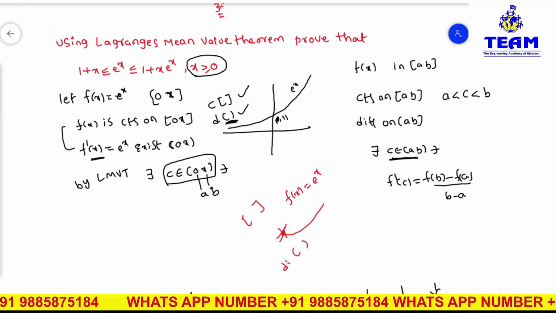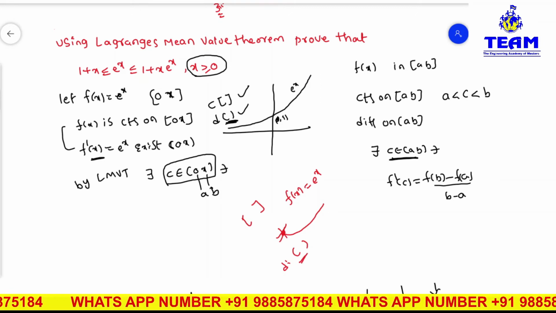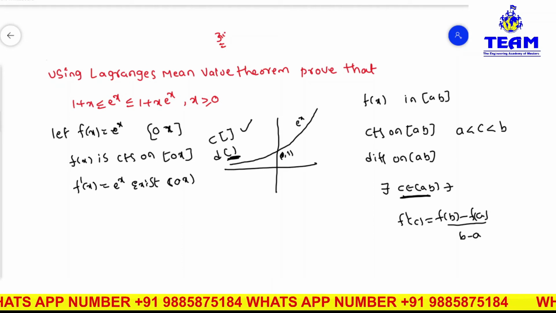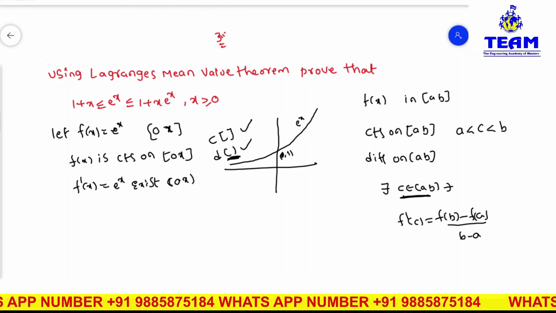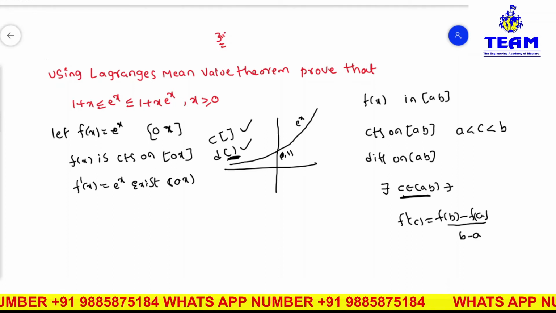Differentiable only, it will be tangent. Tangent you have more than one. That is the reason we are taking differentiable on open interval. Is it clear? Closed interval continuous, open interval differentiable. This is for Rolle's theorem, Lagrange's, Cauchy also. Okay. Now, f dash exists, right?